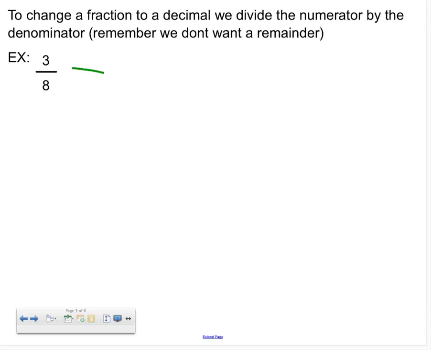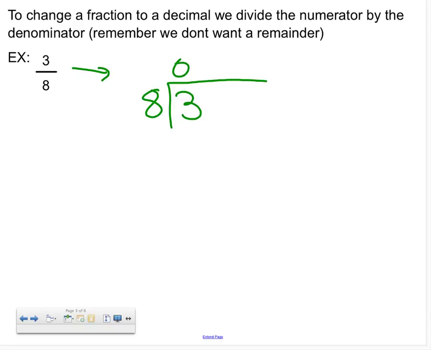So we write this as 3 divided by 8. So remember, the top number goes inside the long division, the bottom number goes outside the long division, because it's 3 being divided by 8, not 8 divided by 3. It's 3 divided by 8. Now, 8 can't go into 3, unfortunately, so we put a 0 right there. And now we're out of numbers, which is usually why we leave it as a fraction.